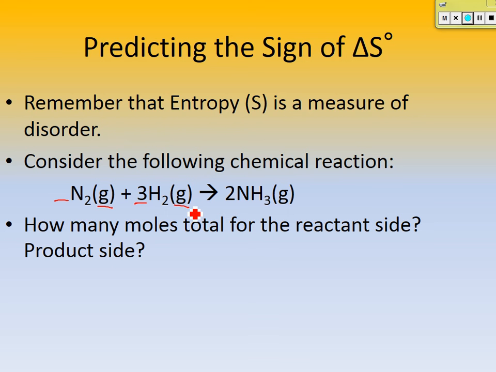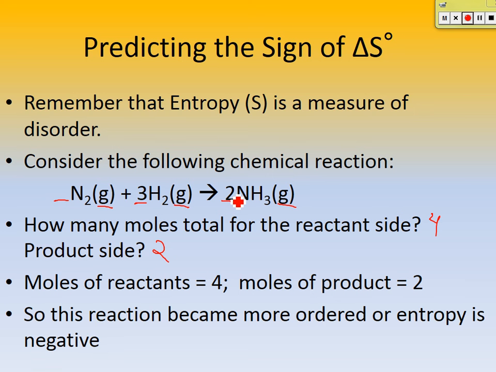So let's answer this question. How many moles total for the reactant side? 4. So 1 plus 3 is 4 for the reactants. How many moles total for the product side? 2. And it's in the gas phase. So 2 moles here. Now, 4 moles to 2 moles. Is it becoming more ordered or disordered? We had 4 on this side. It's got only 2 on this side. It's becoming more ordered. Okay?